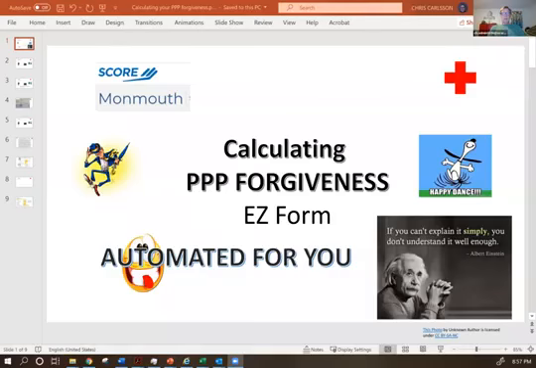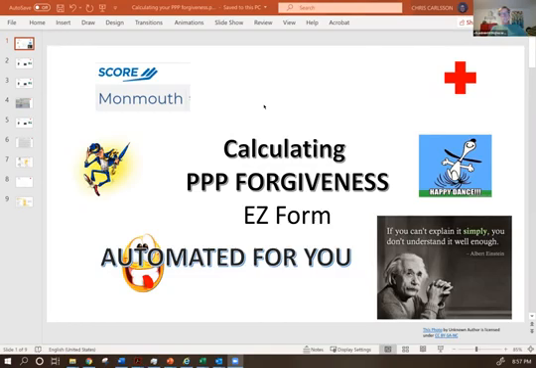Today we're talking about how we actually calculate the SBA PPP forgiveness amount and how we qualify for the easy form. We're now going to concentrate on the easy form, which is the much easier way to get what we need. So we're going to share some files here and look at our format for actually doing this. We're going to calculate PPP forgiveness on the easy form, and you don't have to do it yourself. We have actually automated it for you.